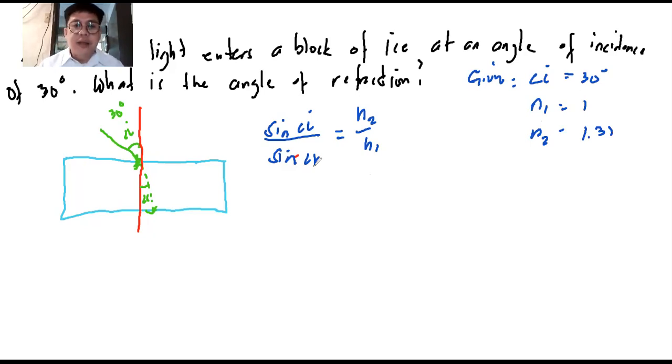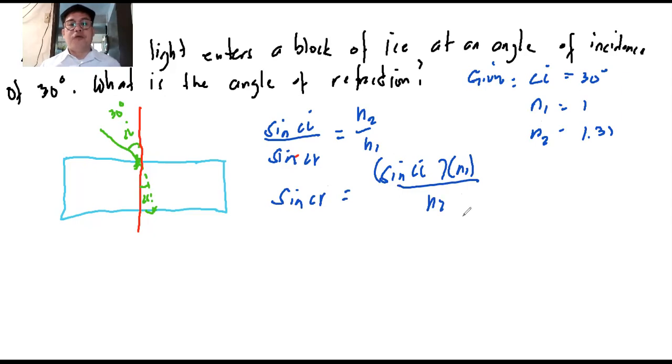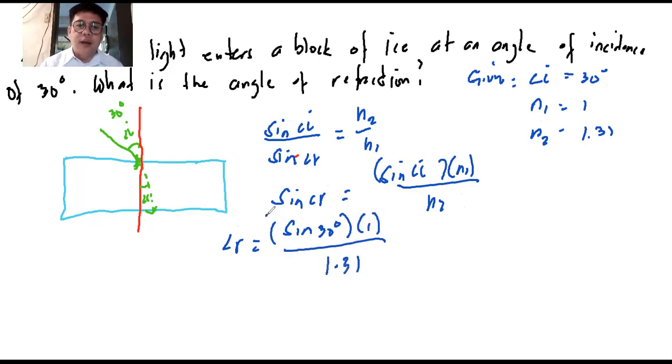So we're after the sine angle r. With this, we come up with sine angle r is equal to sine angle i multiplied by n1 over n2. I hope my formula is correct, and I'm sure it's correct. So angle r is equal to sine 30 degrees multiplied by 1 divided by 1.31, then the second function of it, sine inverse. So angle r, therefore, is, can we solve? And give me the answer.